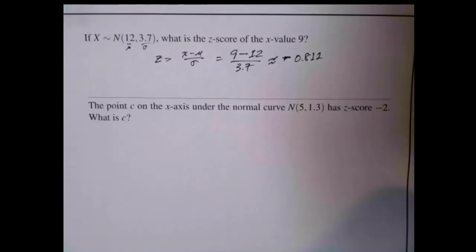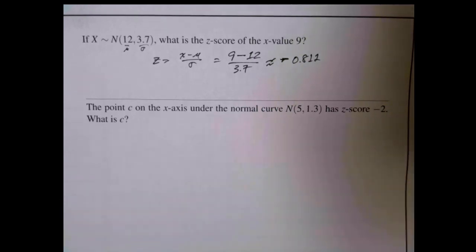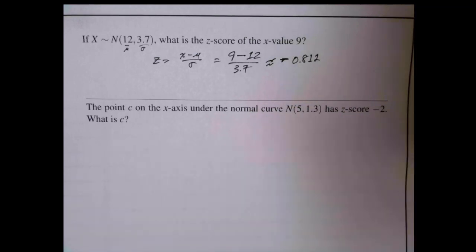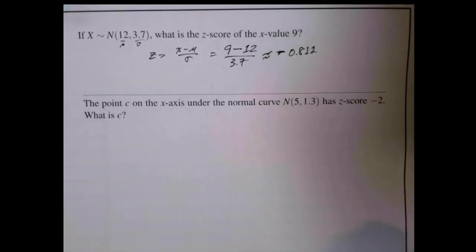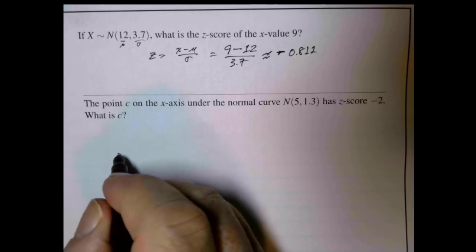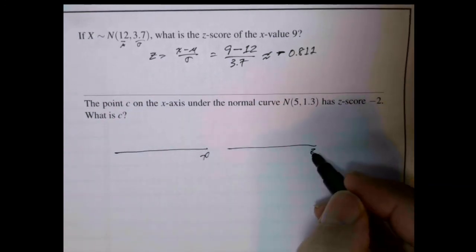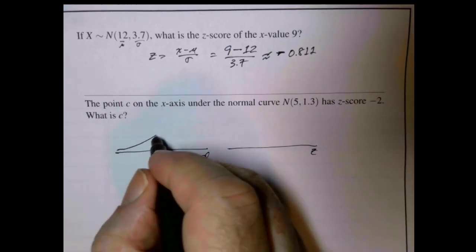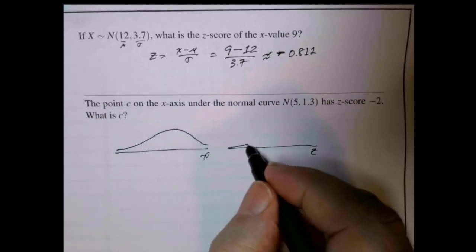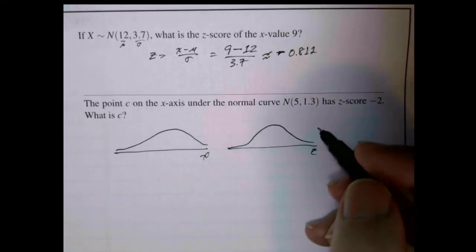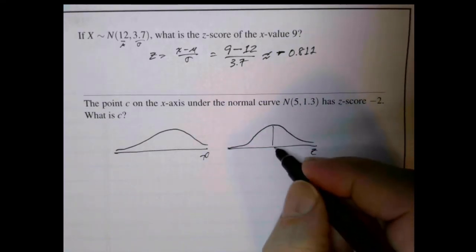All right. The point C on the x-axis, underneath the normal curve with mean 5 and standard deviation 1.3, has z-score minus 2. What is C? Well, even though it's not necessary for the solution, I'm going to draw a picture. I draw pictures for everything like this, and so should you. After the first 100 years or so, you can stop, but up till then, you should be doing it.